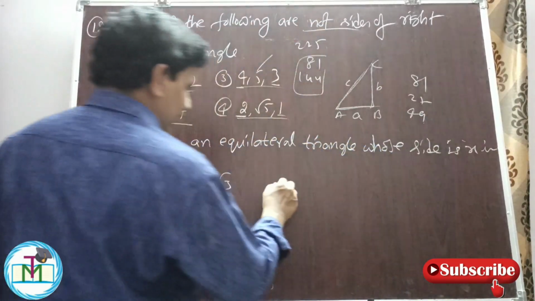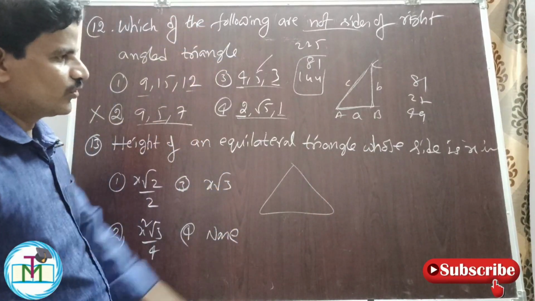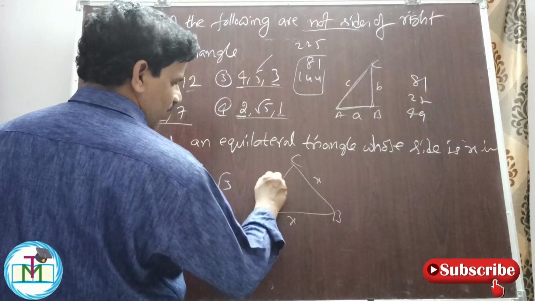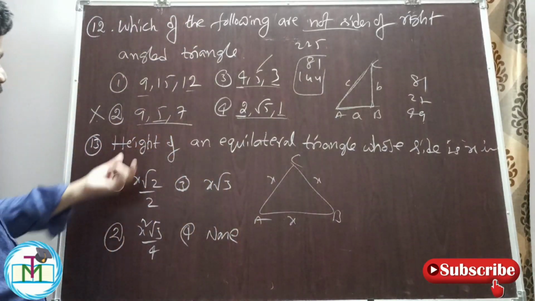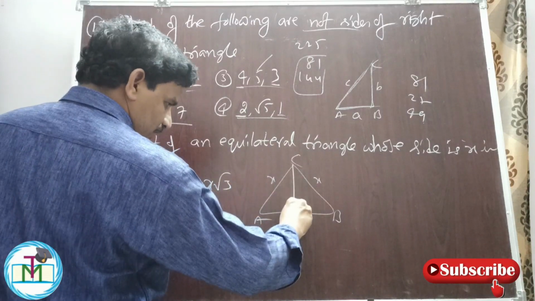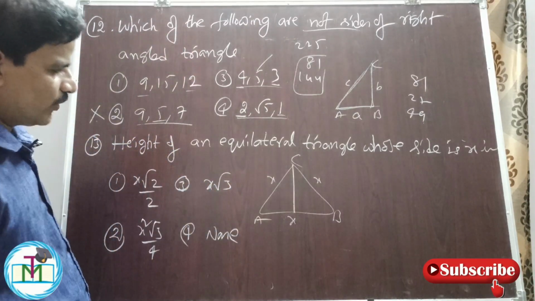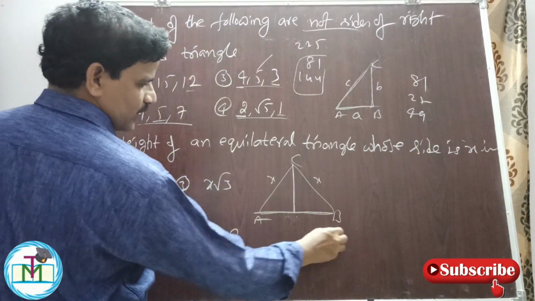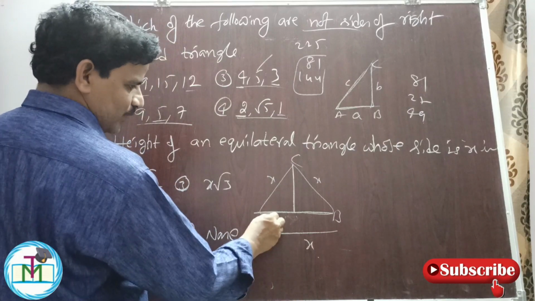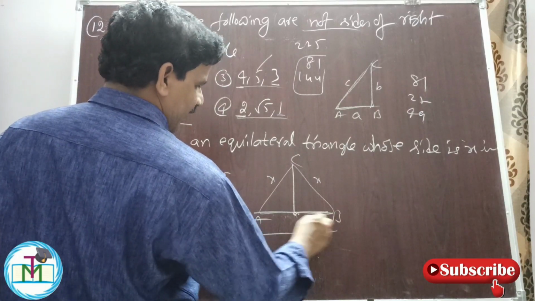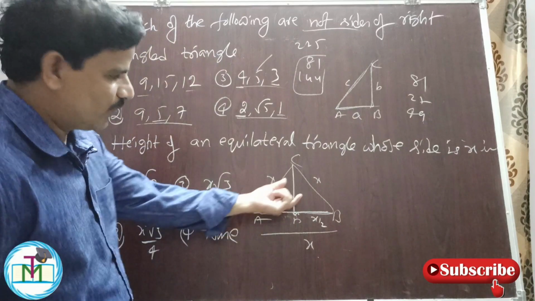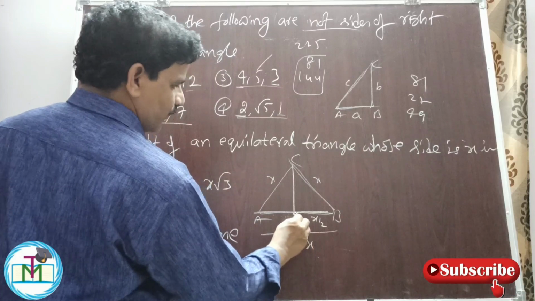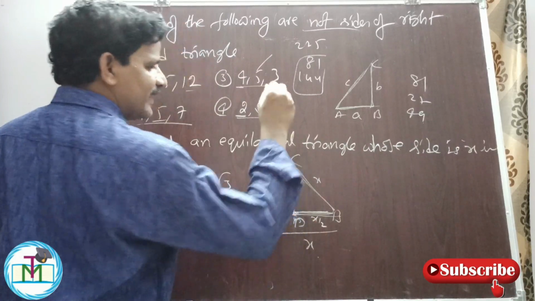So here we have one equilateral triangle whose side is x. This is A, this is B, this is C. All sides are equal in an equilateral triangle. He wants the height, means he wants this one, right? So therefore this total AB is equal to x. Therefore this is x by 2. This length is also x by 2. This is D. So this is clearly a right angle triangle. Same concept here: BC square is equal to BD square plus CD square.